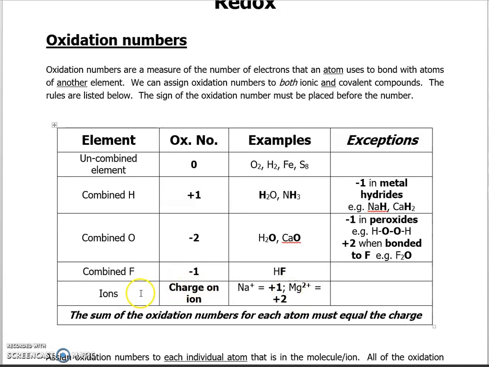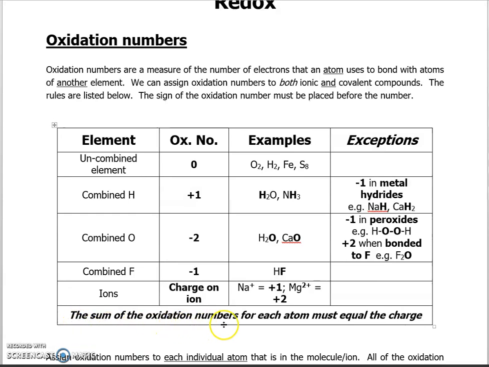When we're looking at ions, the charge on the ion is the same as its oxidation number. So sodium's in group 1, forms +1 ions, therefore its oxidation number will be +1. When magnesium makes a compound, because it's in group 2, it has a charge of 2+ in its ion, its oxidation number will be +2. Now, this is the important bit down here.